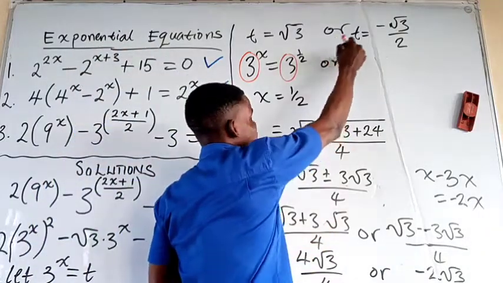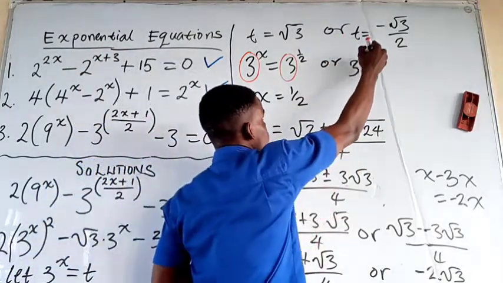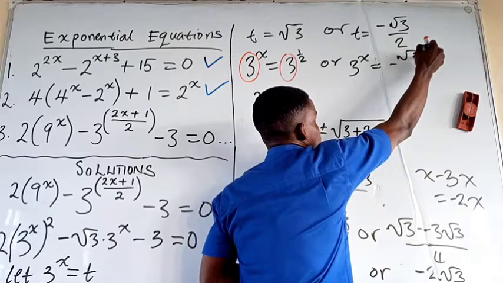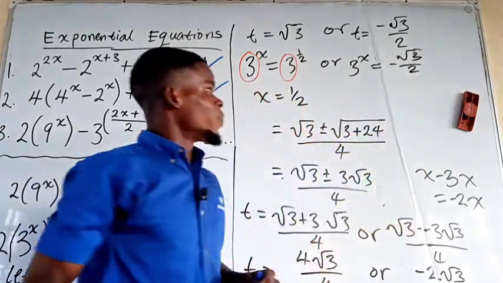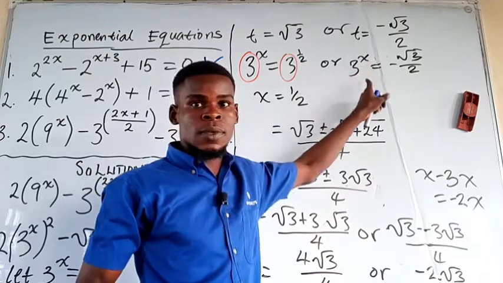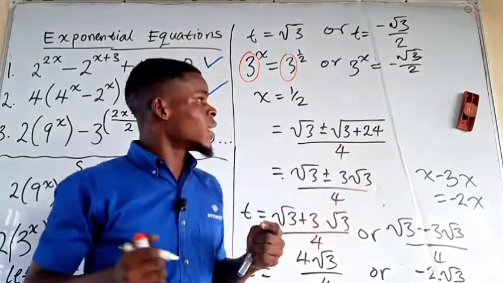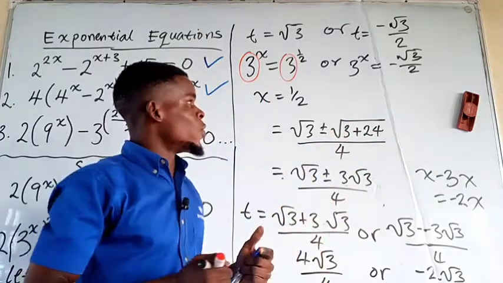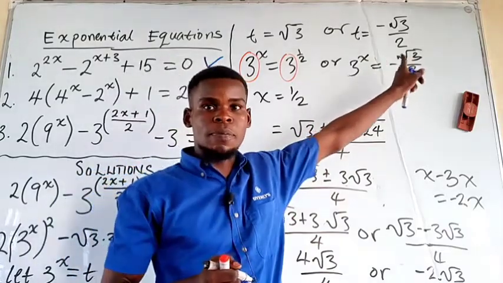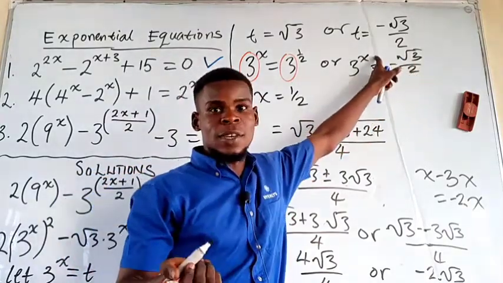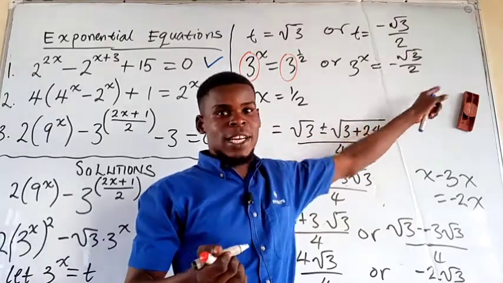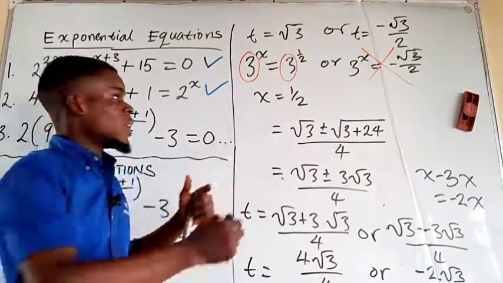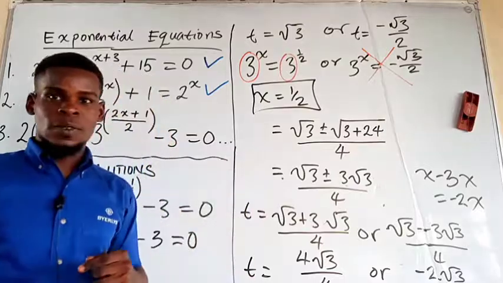Now, we would also like to do the same thing to this one. We will have 3 to the power of x in place of t, a backward substitution, and we'll have negative square root of 3 over 2. Now, when you have an exponential function, 3 to some power x, where x is the unknown, and you're having a negative as a result, this is not possible in the set of real numbers. You can't raise a number to some power, even though the power here is negative, it does not matter. You cannot have a negative result. So this one is impossible in the set of real numbers. So the only real value for x is 1 over 2.